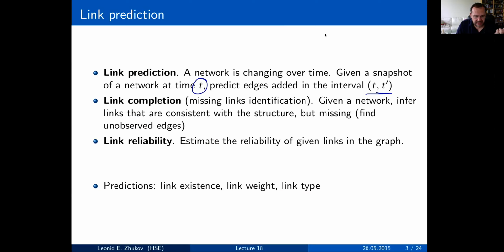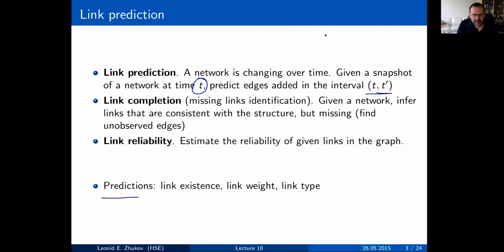And the third type of problem would be the link reliability problem. It's a problem when we're given a network, given all the links, but we're not quite sure if all of them are correctly linked. We can try to estimate the reliability of the data based on the network structure, to make sure things are consistent.